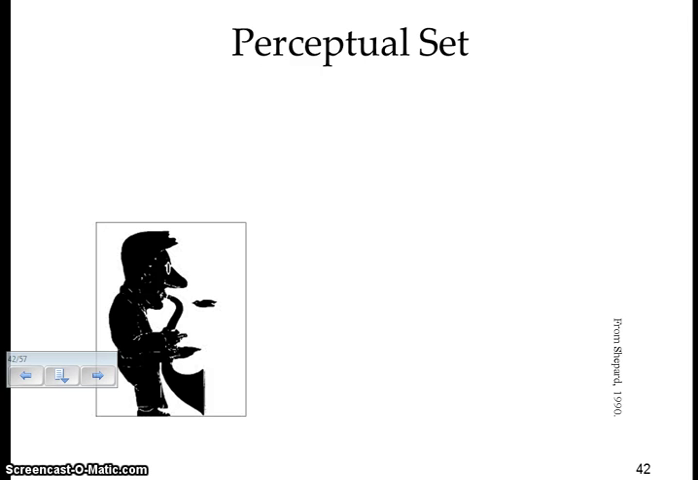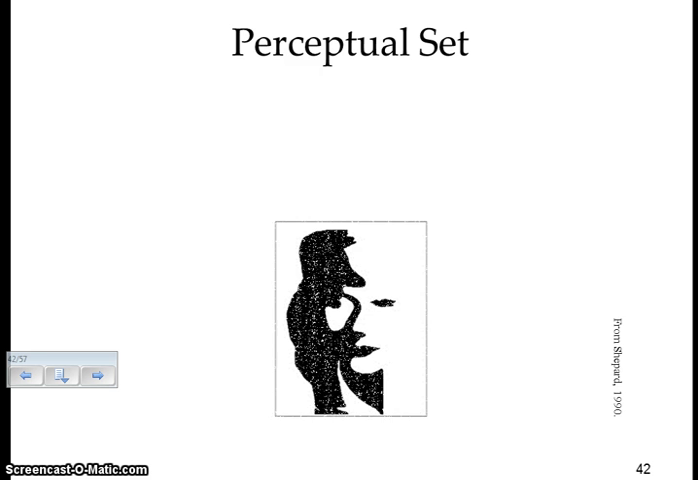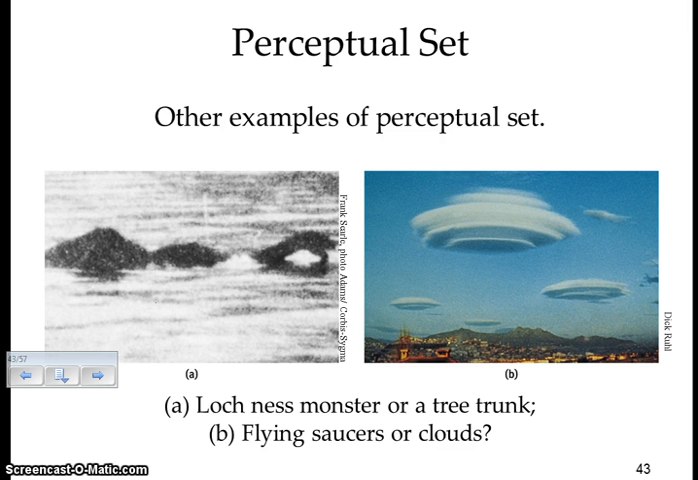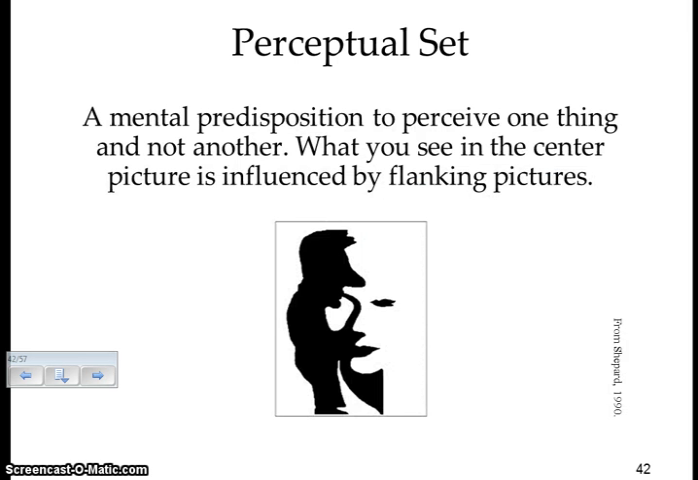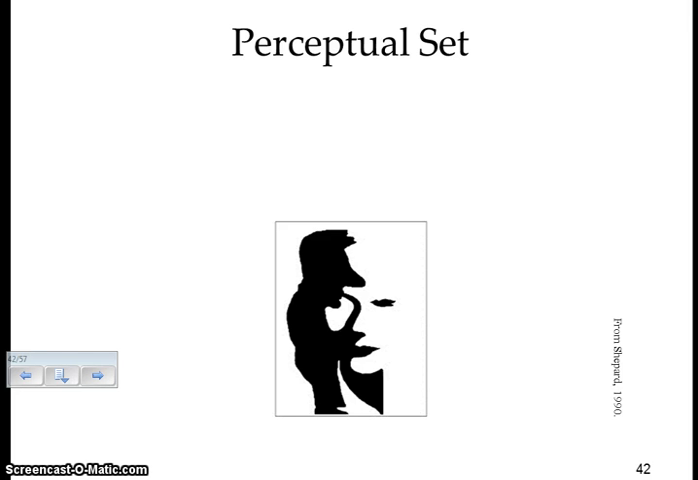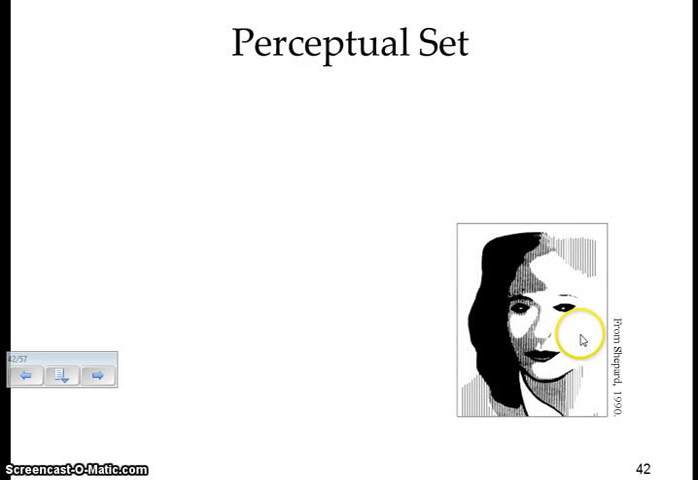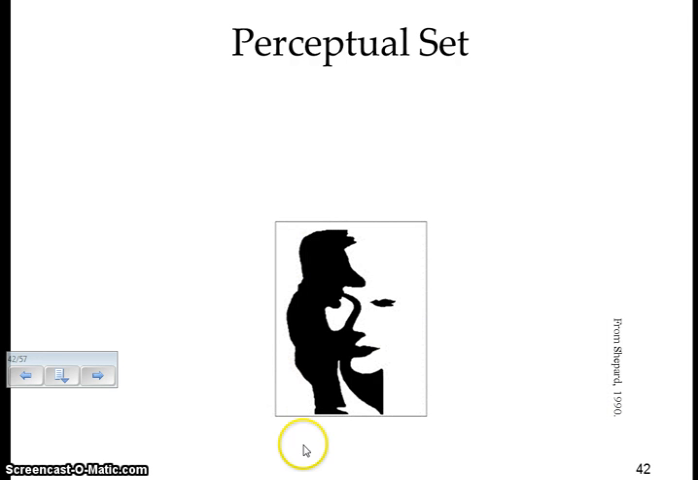Perceptual set. You look at this, this. Okay, do you not see something? It's the same thing. Perceptual set is a mental predisposition to perceive one thing and not another, and what you see in the center picture is influenced by the flanking pictures. So we're going to look at it again. See, it looks like a jazz player. Let's fill all this in. A little bit of shade here. Looks like a female. Now, it could be a jazz player, or it could look like a female, whichever one you want.